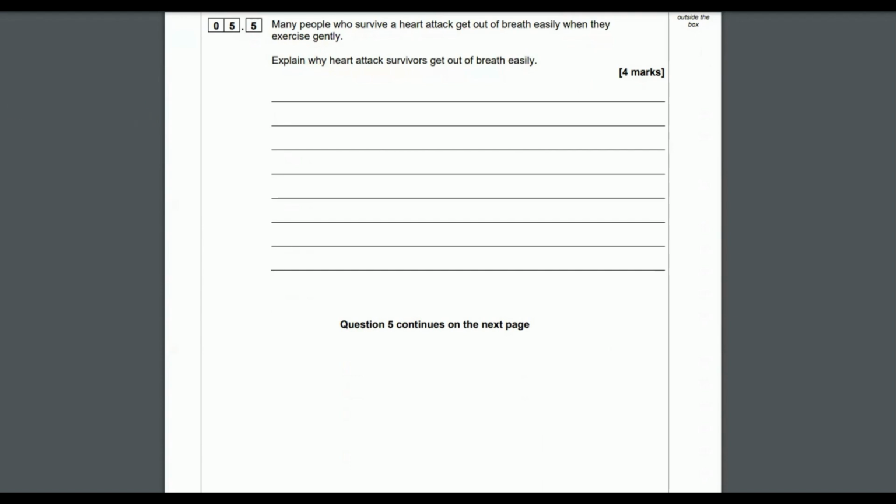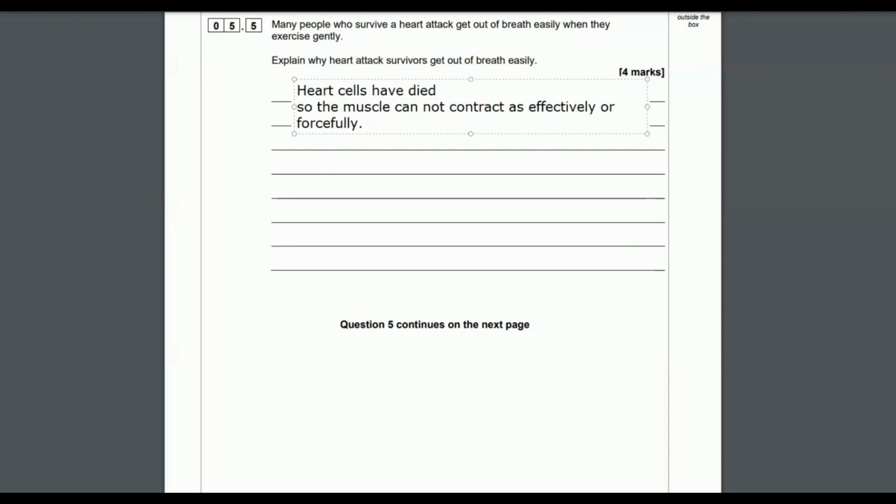So if you're a heart attack survivor, the heart cells have died. So the muscle cannot contract as effectively or forcefully. It doesn't contract with the same amount of force. It's gone weak because quite a lot of the muscle has died. This is so common in any heart problem.